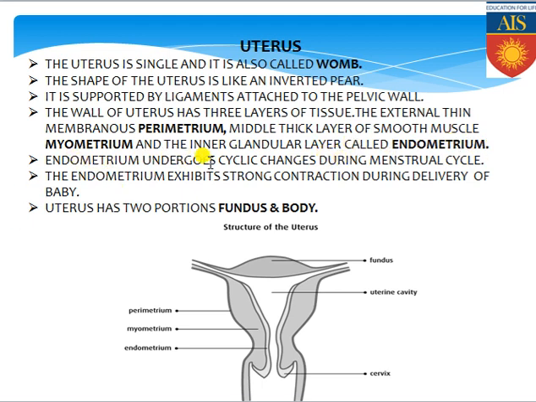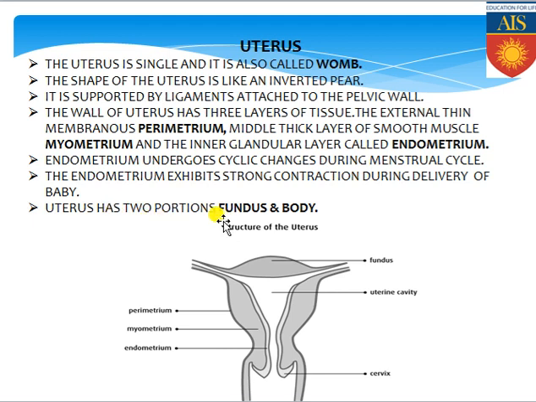Now, the endometrium undergoes cyclic changes during the menstrual cycle. The uterine wall also exhibits strong contraction during delivery of the baby. Keep it in your mind, the cyclic changes are found in the endometrium during the menstrual cycle, and contraction and relaxation help in the delivery of the newborn fetus.